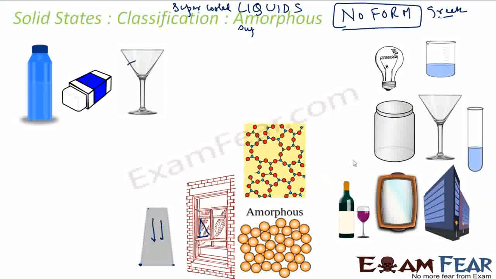Other examples of amorphous substances are all glass substances, starting from the bulb to the test tube, the glass jar, mirror, the bottles, even the window glass. This building has all these window glasses, right? All these are examples of amorphous solids.